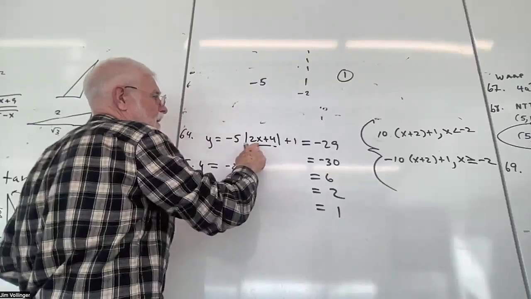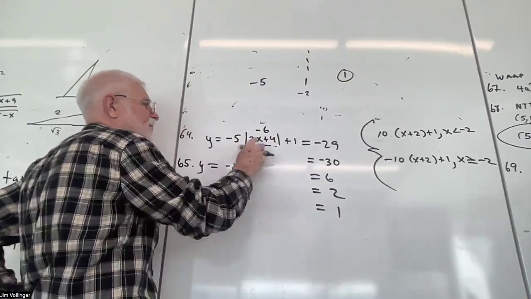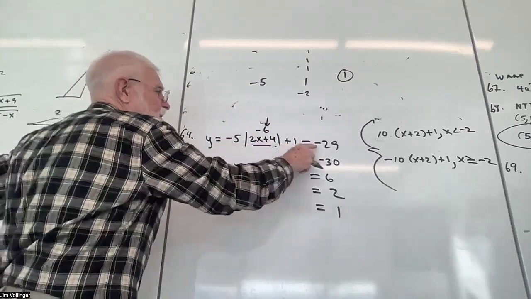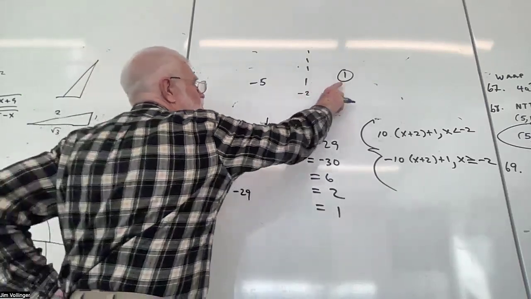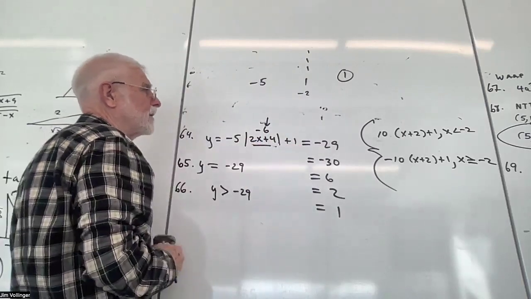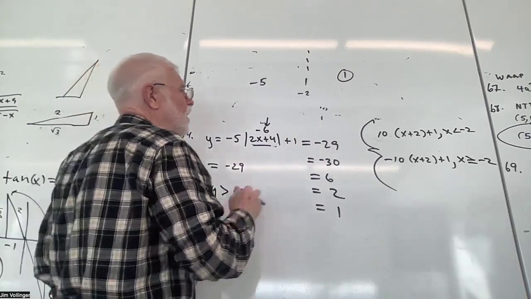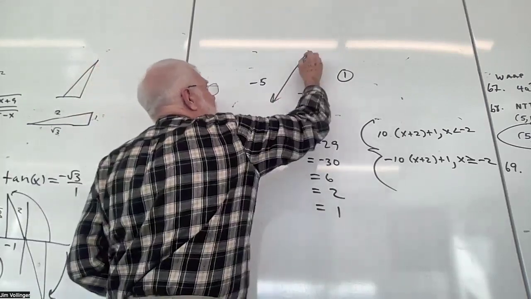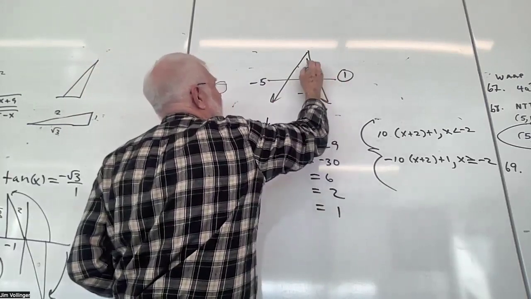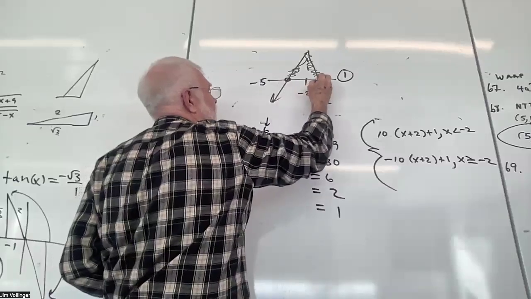We'll just check it. Minus 5 times 2, negative 10 plus 4, negative 6. The absolute value of negative 6 gives me a magnitude of 6. Minus 30 plus 1, minus 29. Those are my two answers to this equation equaling negative 29. Now, when am I greater than negative 29? Well, it's a V-shaped down, right? And this is where I'm 29. So these y values, they are between negative 5 and 1.